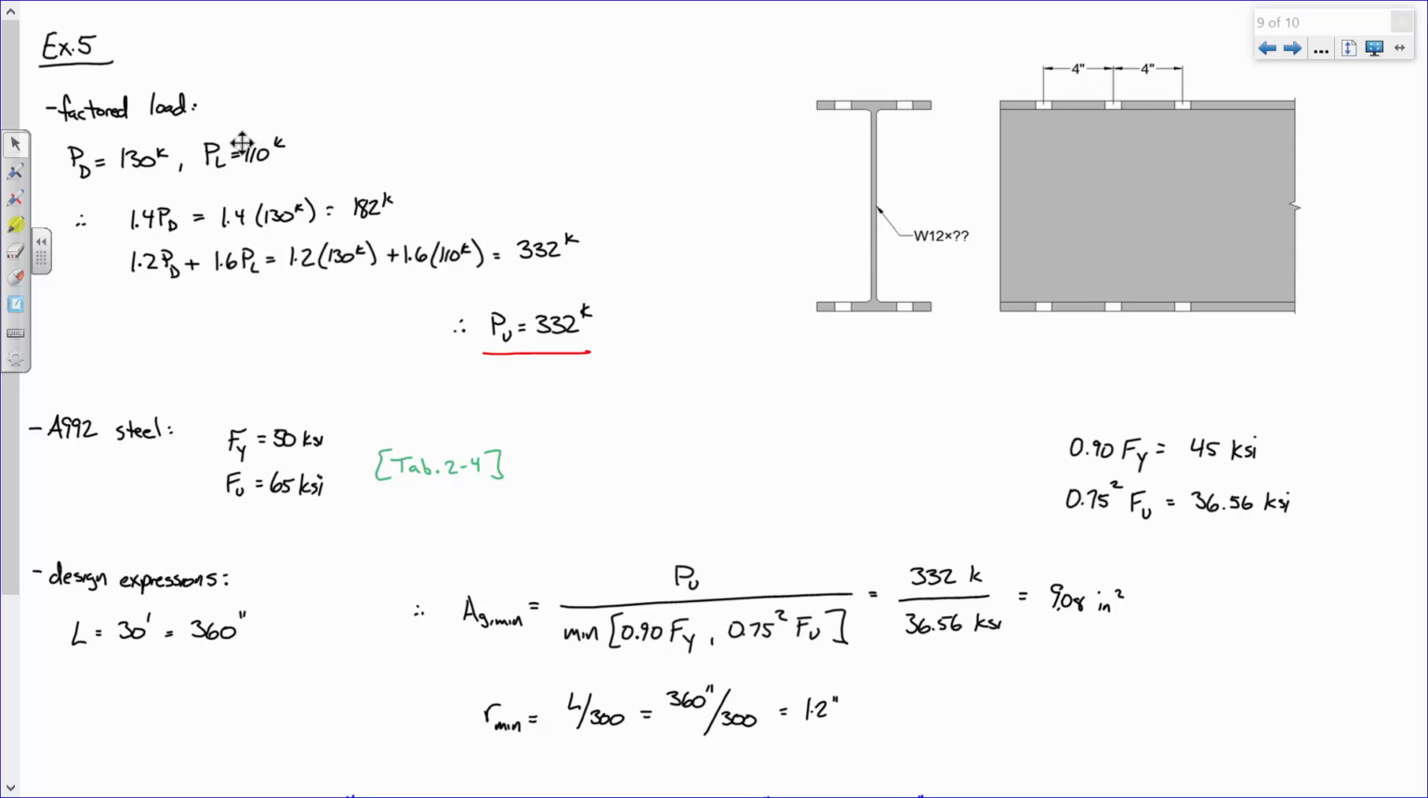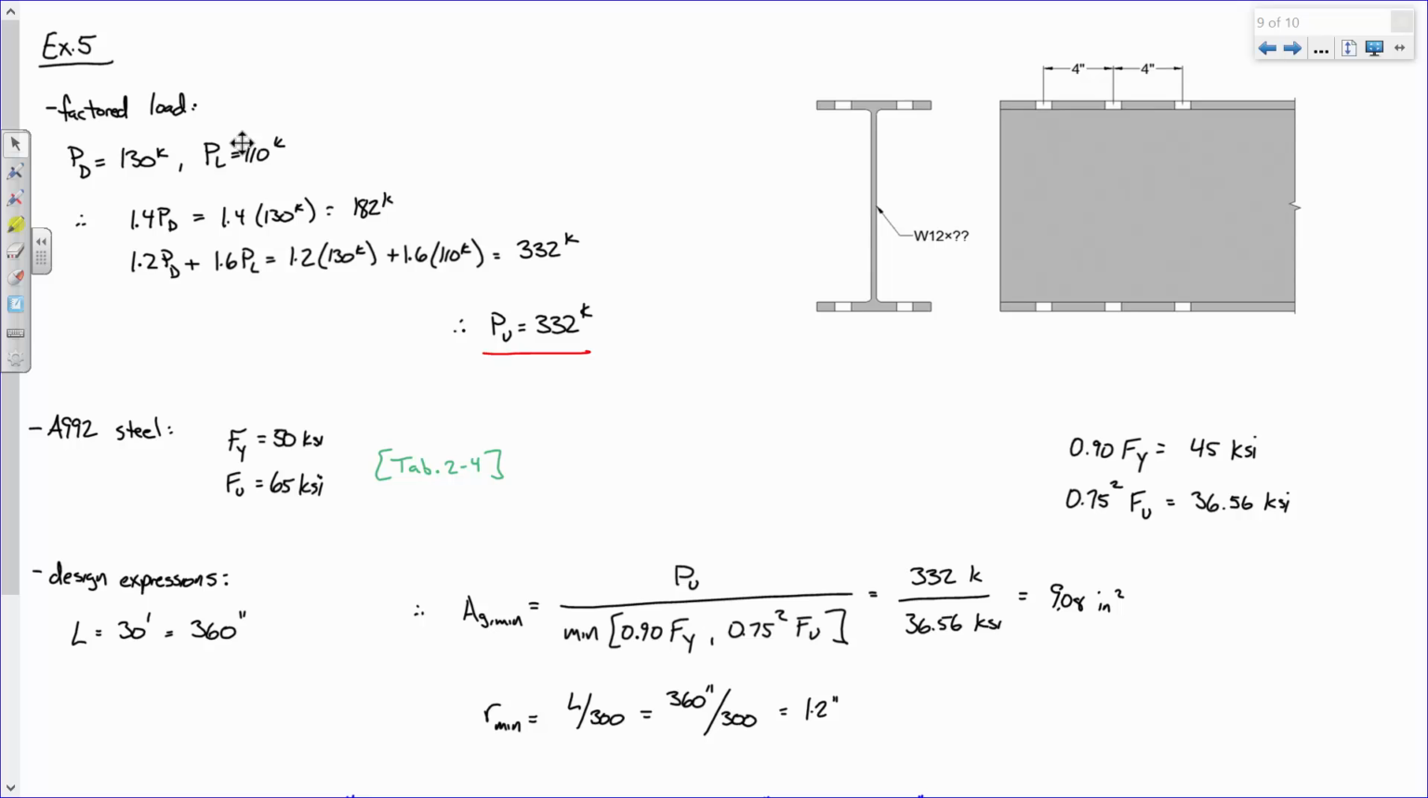Like if you're designing the Golden Gate Bridge, that structure is so heavy that there are limit states where I can almost guarantee you the dead load governs. It's one of those bridges where if it can hold itself up, it can hold the traffic up. That's not the issue. But in most common instances, 1.2 dead plus 1.6 live is going to be the one that governs. And so we got 332 kips, and we had A992 steel, so the Fy is 50, the Fu is 65.